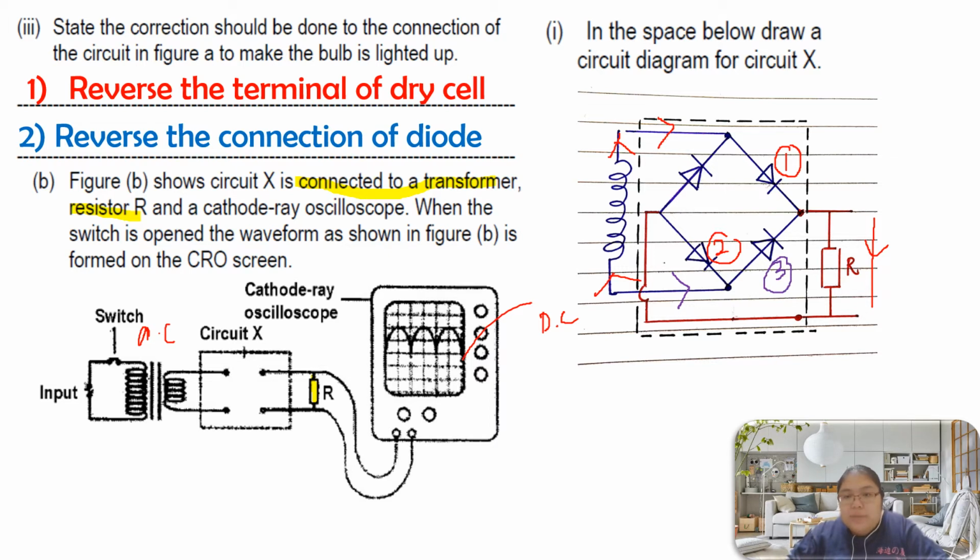Okay, after number 3, then I go to the R again. The R also goes downwards. Then I go back to the red color, then I go up. Okay, from here I need to go to number 4 diode. After that I go back.